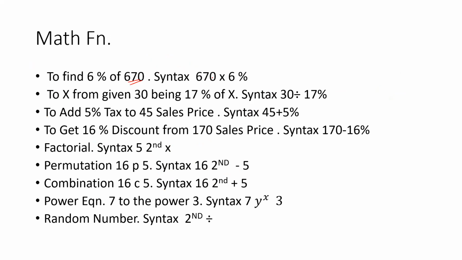There are a couple of ways to do it. The long way of doing it is that I say 670 into 0.06, because 0.06 happens to be 6%. So it is going to return me some value. Can somebody tell me quickly what is the value that they're getting?